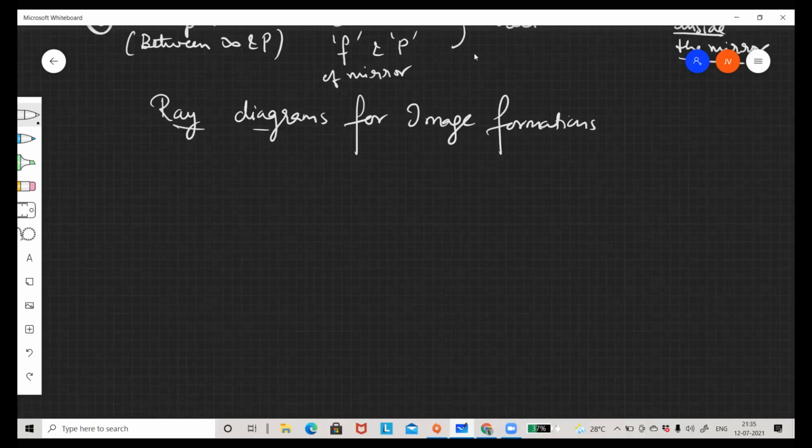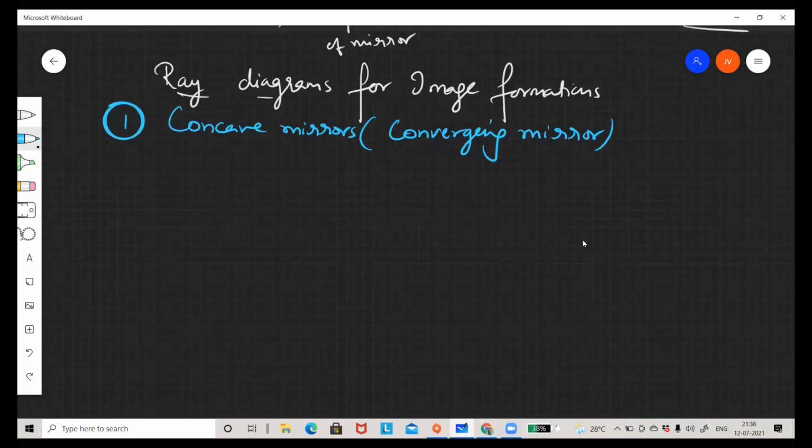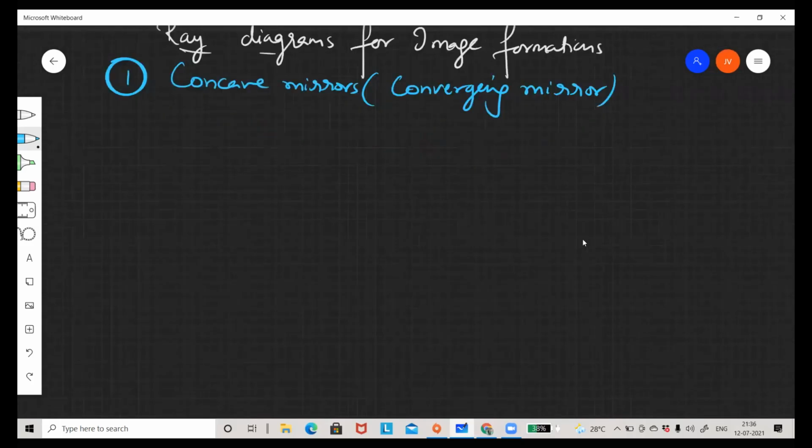Okay, right. Ray diagrams for image formations. We begin with concave mirror. Concave mirrors, those all will come. This is an easy way of learning. Actually, you must have seen those. They must have written U negative, V positive, negative, depending upon which side the image has formed. We'll come across those.